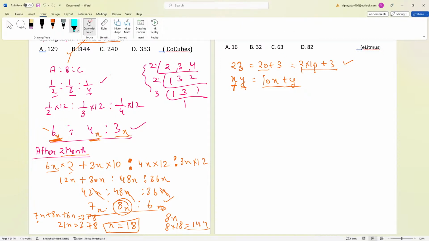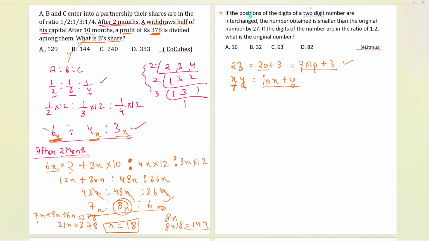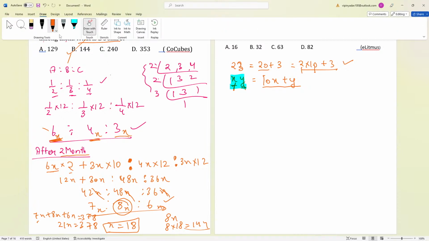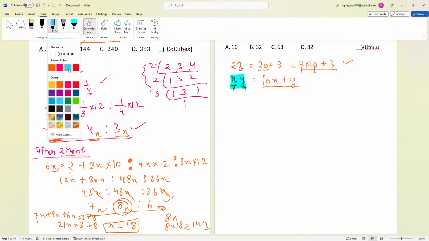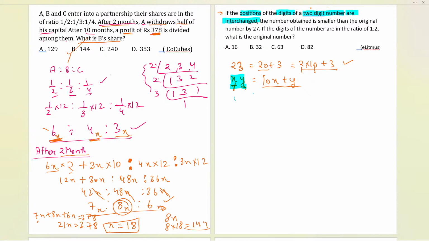What is the question saying? The position of digits of a two-digit number are interchanged. Okay, fine. The first number is xy. Let us now interchange the positions of the digits. Earlier it was xy, now let us take yx.